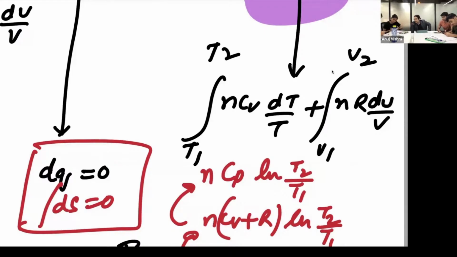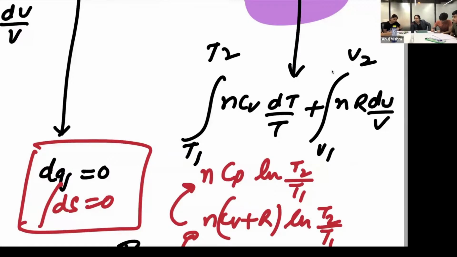What is Cv plus R? Cp. That's the key. Cp minus Cv is R, so this is Cp. Write it down. Adya, is it clear?